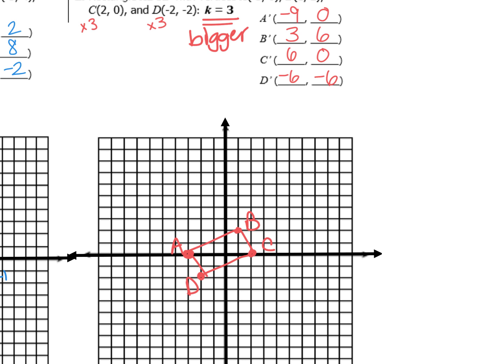So now that I have these points, I can go ahead and graph them. So -9, 0 is here, left 9, up or down 0. 3, 6 is here. So that's B prime. And then C prime is 6, 0. And then D prime is -6, -6. And yes, you do get calculators to do this.